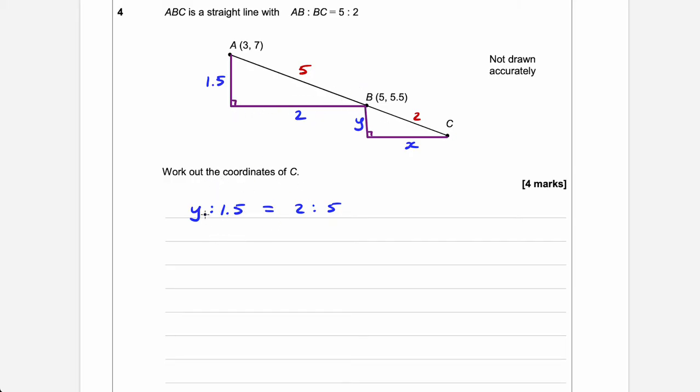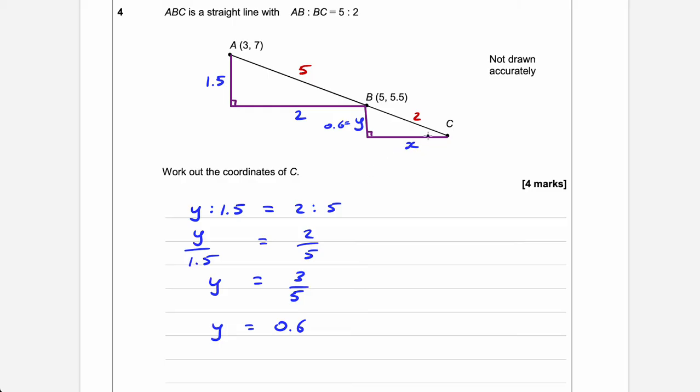Now once you've got this, I think it's easier if you just turn it into a fraction, guys, to solve the ratio. So you get y over 1.5 equals 2 over 5. And then you get y is equal to 2 times 1.5, which is 3, over 5, or 0.6. So y is 0.6. Let's put it in, 0.6.